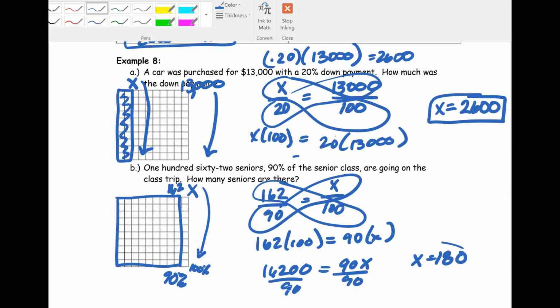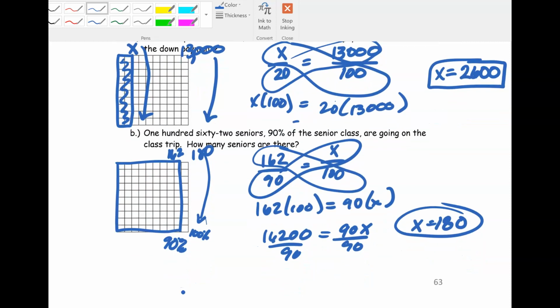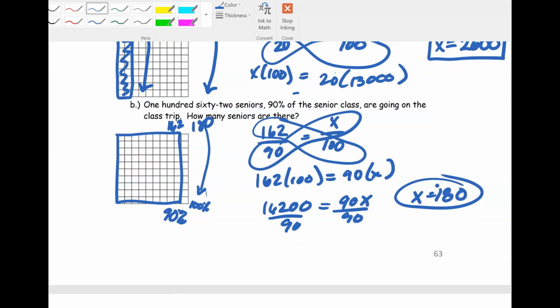And then ask yourself, does this make sense? So if I were to replace this x with 180, if 162 is 90%, does 180 seem reasonable for 100? And I think it does. It absolutely does. And then you could take your calculator also just to double check and do 162 divided by 90 in your calculator, and then take the 180 and replace x with it and divide by 100, and you should end up getting the same thing.